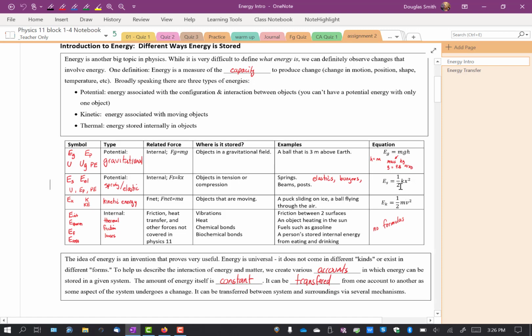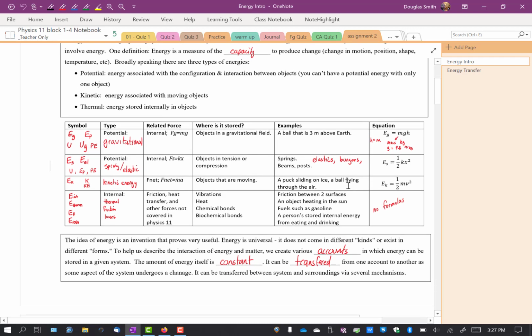Elastic or spring energy is 1/2 kx squared, where k is the spring constant, x is the amount of extension, and Ek equals 1/2 mv squared is for kinetic energy, where m is mass, and v is the velocity or the speed. All of these energies are scalars, which means they have no direction, and they're all measured in joules.